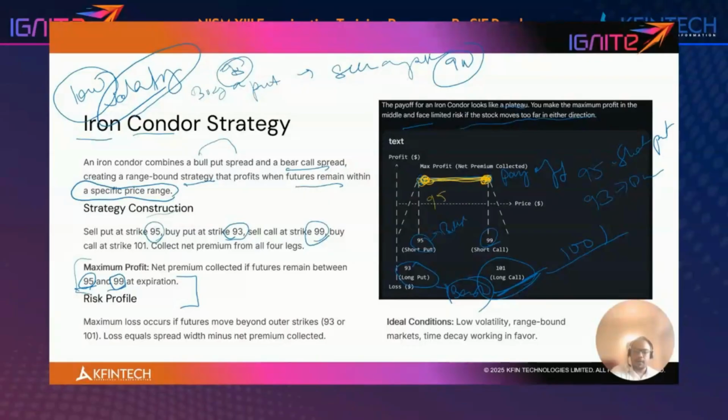So as long as the bond price is between 95 and 99, you will make a profit because you have created an iron condor around it. You have created a spread around it. So that is the whole idea of the iron condor strategy.